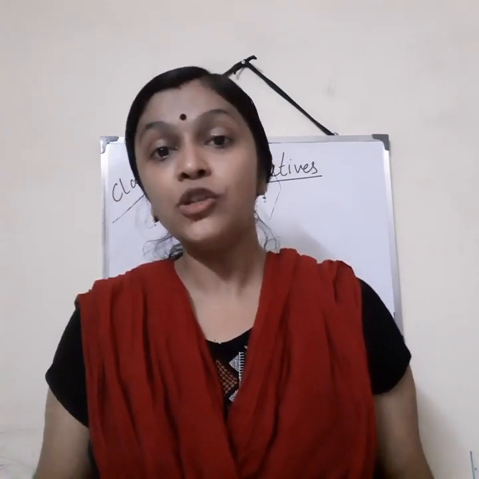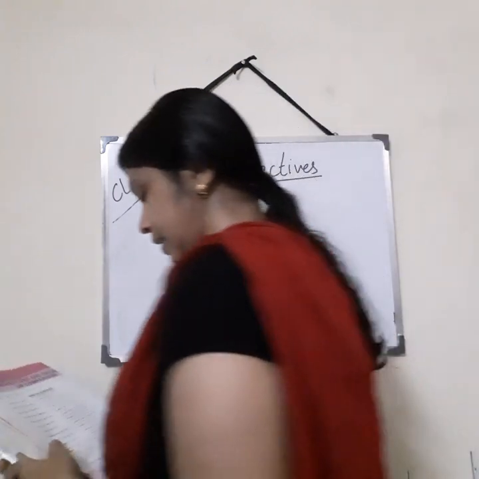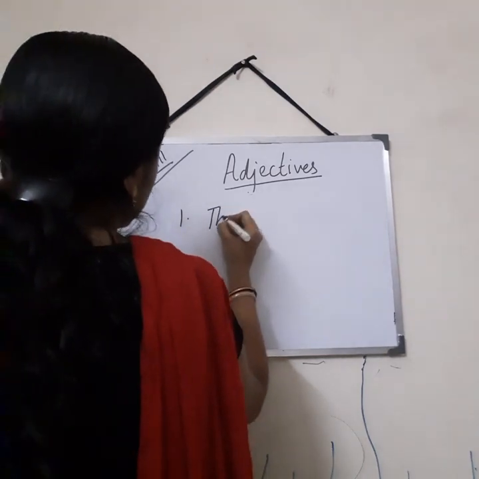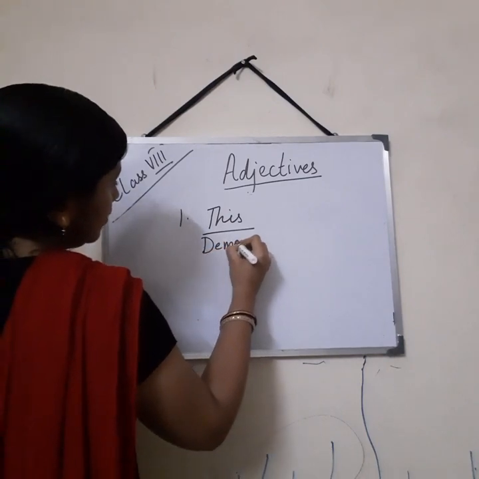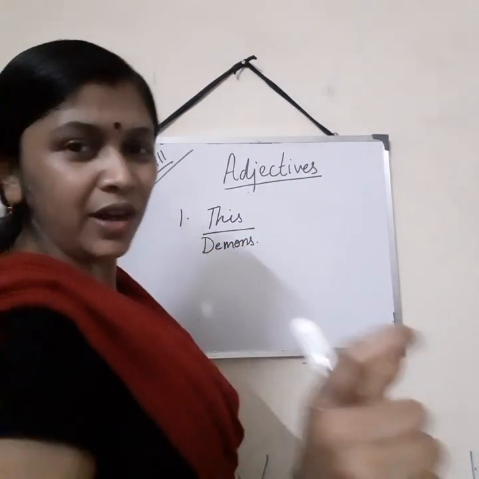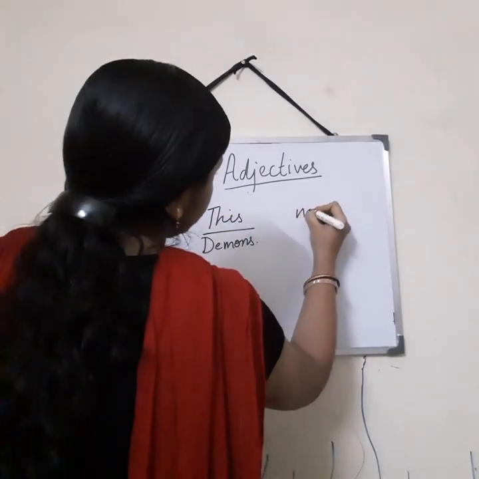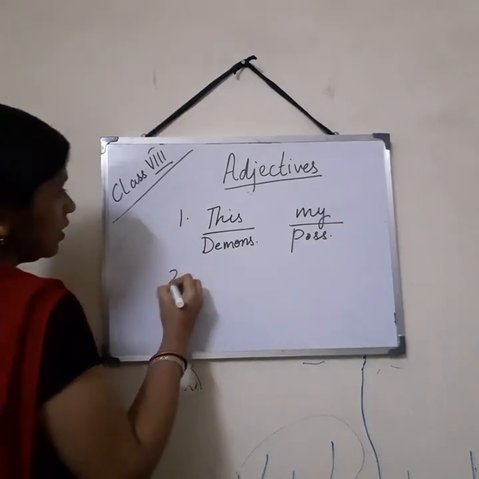The first is, this room has been decorated by my mother. So there are two adjectives which I can see. Now if I miss something while solving it, you can always intimate it to me, you can always tell it to me. The first one, there are two adjectives. One is this. Underline this and write in short, demonstrative. You can write in full in your copy, but in your book just write in short. Has been decorated by my mother. So my is a possessive adjective.